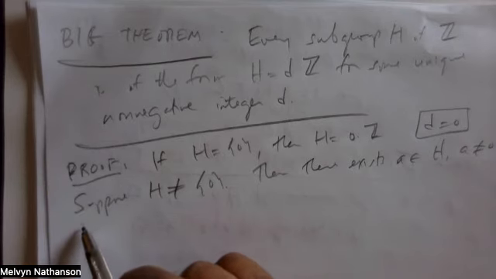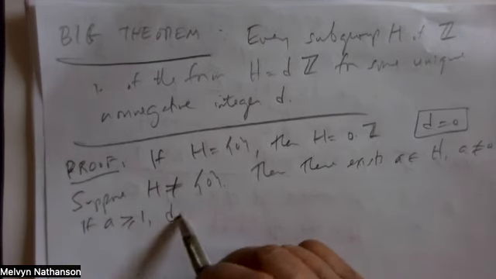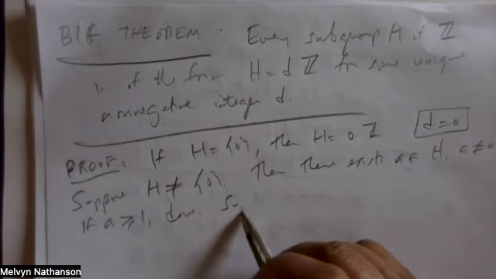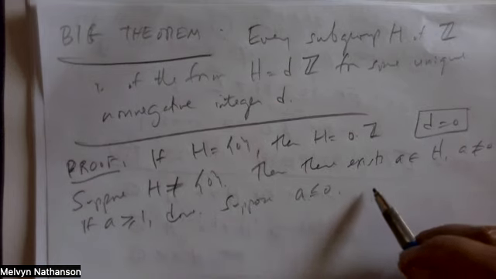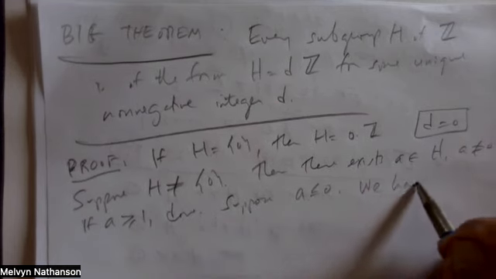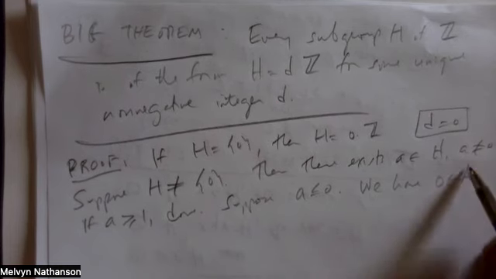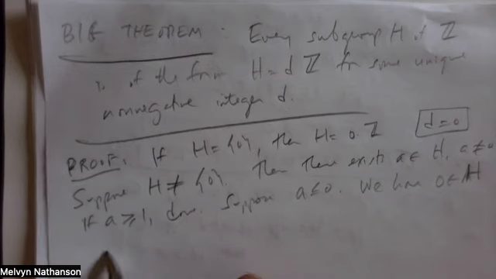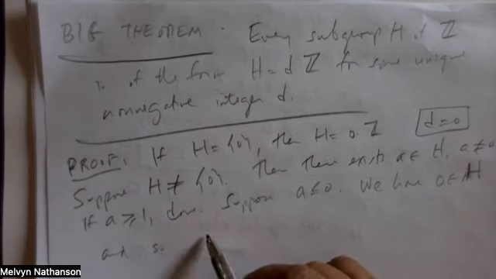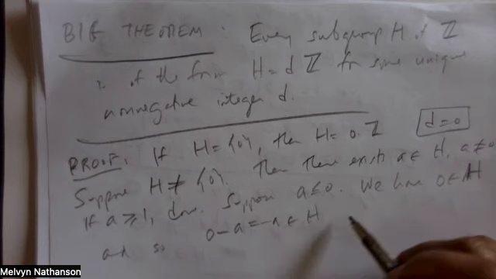So if A is positive, we're done for the moment. Suppose A is negative. We have 0 is in H because H is a subgroup. A subgroup always contains 0, and a subgroup is closed under addition and subtraction. And so 0 minus A, which is just minus A, is in H.